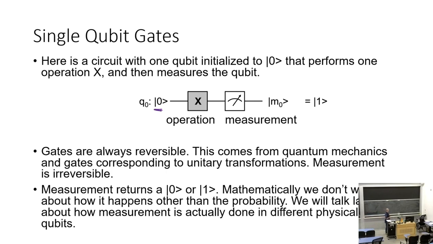Measurement is always going to give us back a 0 or 1, and mathematically we don't really care about how that happens. It's just all about the probabilities. And how we actually perform the measurement in a real system is going to depend on what physical manifestation of our qubits we're using. So are we using photonic qubits? Are we counting photons at a detector? Are we measuring microwave signatures of electronic transitions? Are we measuring EPR, et cetera?